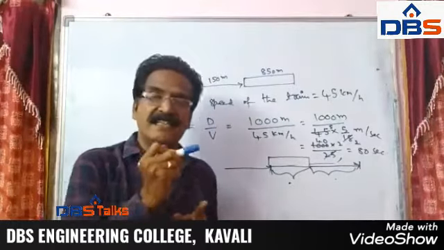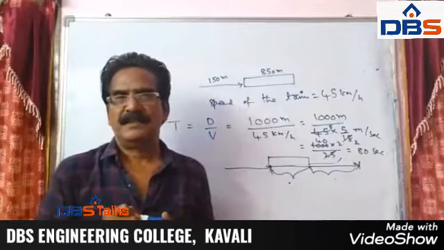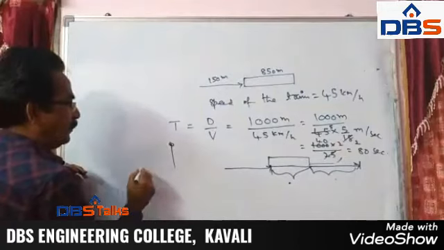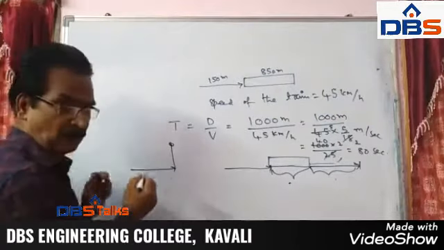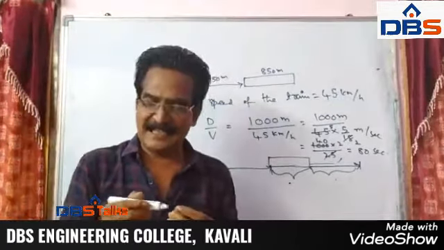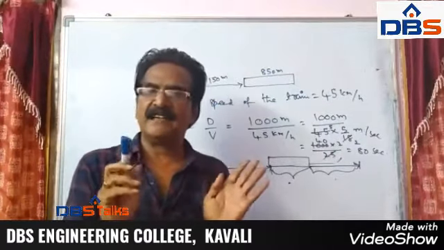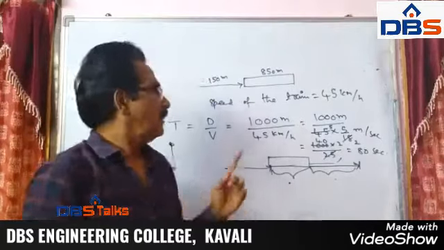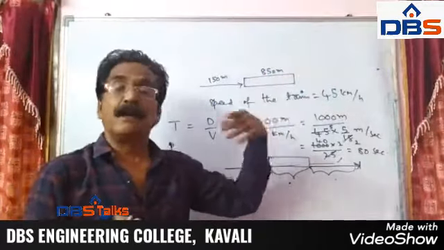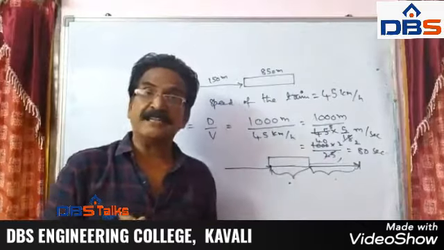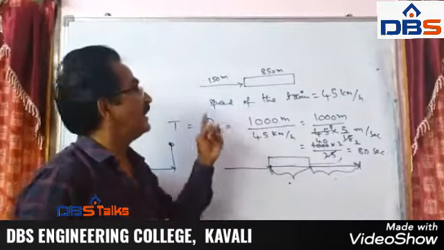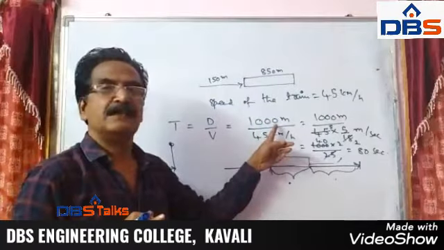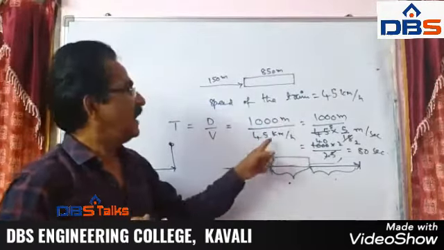If a train crosses a signal post, then the distance traveled by the train is the length of the train alone. If it is crossing a bridge or a tunnel or a standing goods train, etc., then the sum of these two lengths must be taken as the distance.